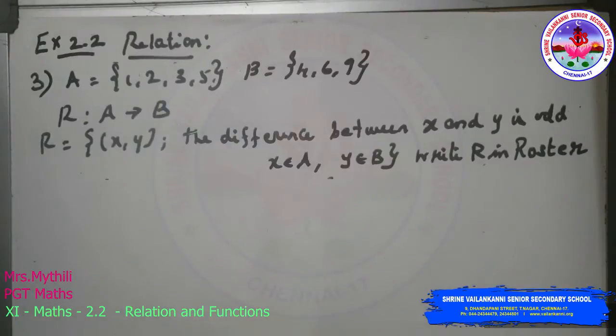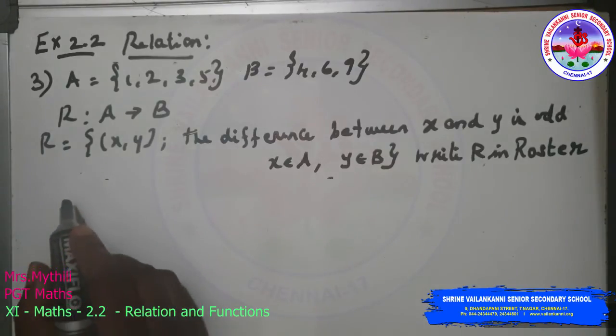Third one, A = {1, 2, 3, 5} and B = {4, 6, 9}. Define a relation R from A to B by R = {(x, y): the difference between x and y is odd, x belongs to A and y belongs to B}. Write R in roster form. So A and B are the two sets which are given. The relation is given as an ordered pair. The difference between x and y must be odd. So we have to write this relation in roster form.